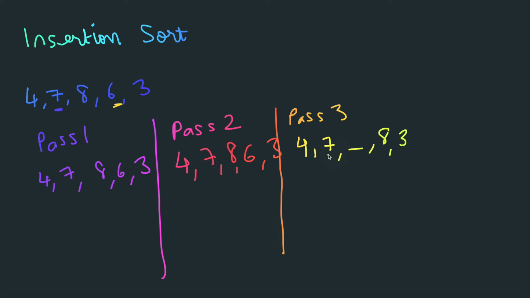Next you compare 6 with 7. You see whether 6 is greater than 7 or not, which it is not. So you move 7 to the blank position, thereby creating a blank now in 7's position. Now you compare 6 with 4. Is 6 greater than 4 or not? It is. So you put 6 in the blank.